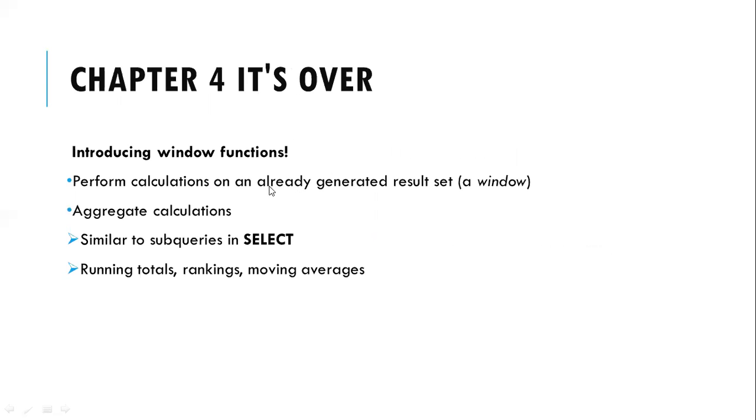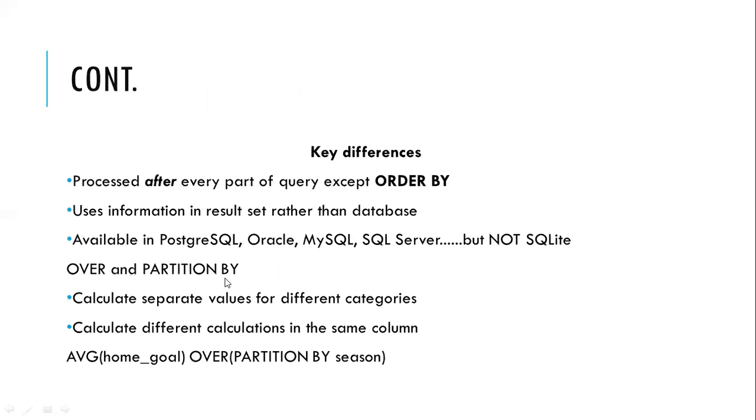It performs calculations on an already generated result set, a window. It aggregates calculations. It is similar to subqueries in select and running totals, rankings, and moving averages. Now we will discuss the key differences between the clauses. It is processed after every part of the query except order by. It uses information in the result set rather than the database. It is available in Postgres, SQL, Oracle, MySQL, SQL Server, but not SQLite.